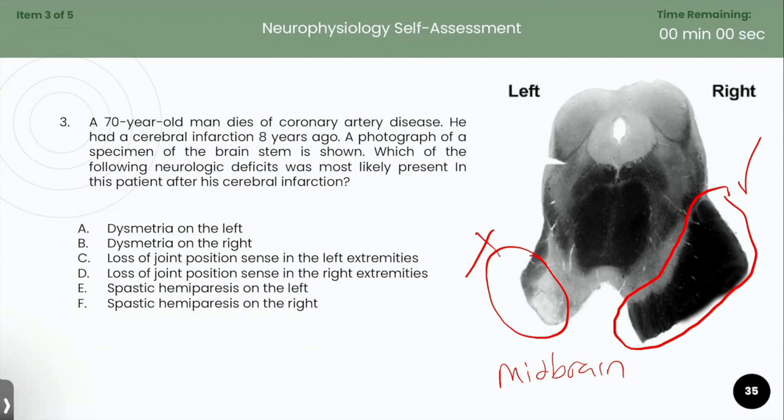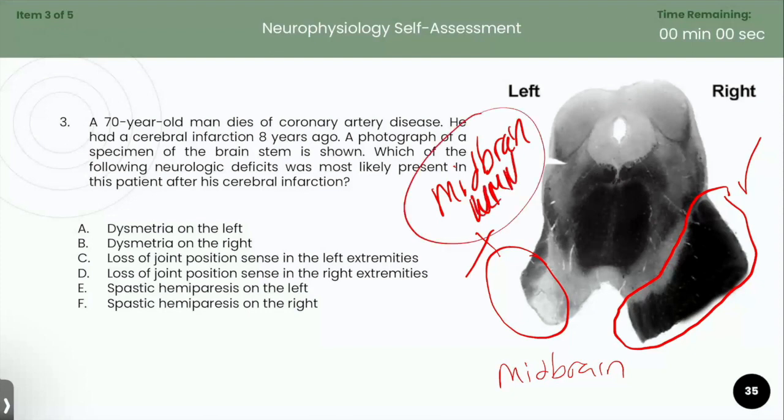And since we're looking at the motor function, that means that we can get rid of anything that doesn't have anything to do with an upper motor neuron or a lower motor neuron. And since we're in the midbrain, I hope we also recognize this would be an upper motor neuron problem because it's above the decussation. So we're going to get rid of dysmetria, which would be cerebellar, loss of position sense, which could be dorsal column or cerebellar. We're going to get rid of all of those, and we're left with E and F.